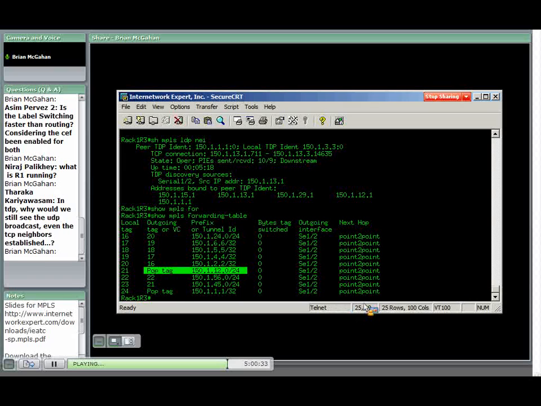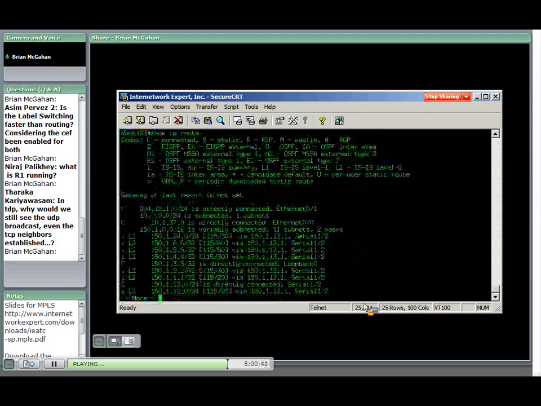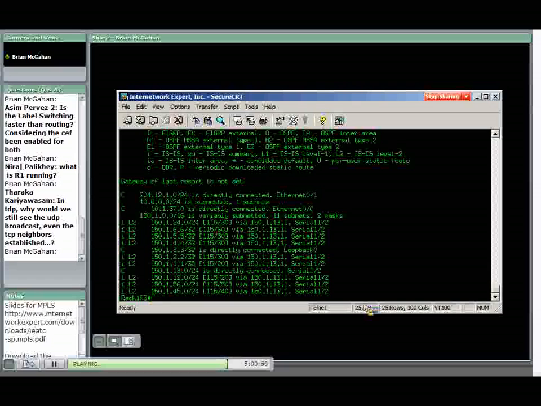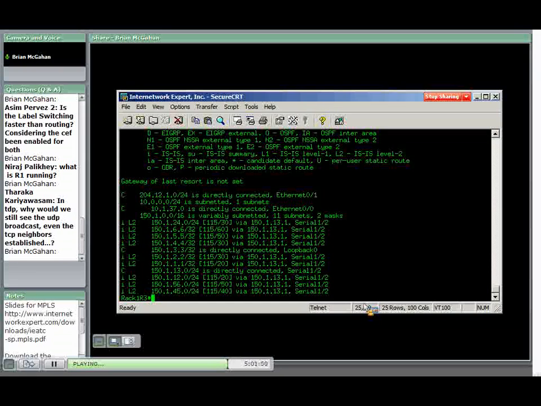Okay, we can see a couple of these say pop tag. These pop tag outputs, for 12.0 and 1.1, this is the penultimate hop popping operation, the PHP operation. Because if we look at what IP addresses we see these for, we have these for the loopback of router 1 and then the 150.1.12.0 segment. Both of these are connected to router 1.